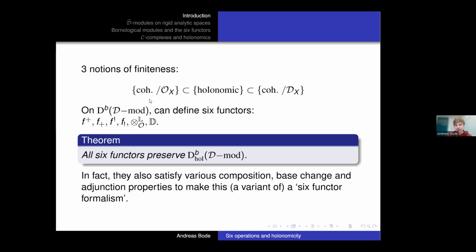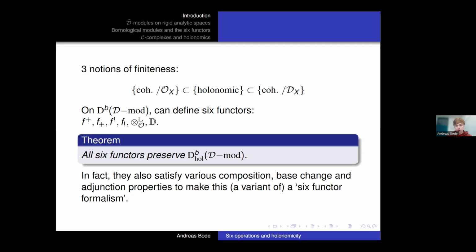It turns out that this guy is the same as just vector bundles with integrable connection, essentially by what I just told you, right? It's a coherent O module. It turns out that the D module structure forces it then to be locally free. And this action of the tangent sheaf gives you the connection. Okay, so we have two notions of coherence, and somewhere between there's a third notion of finiteness.